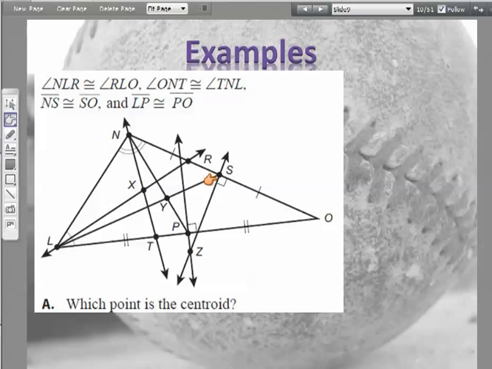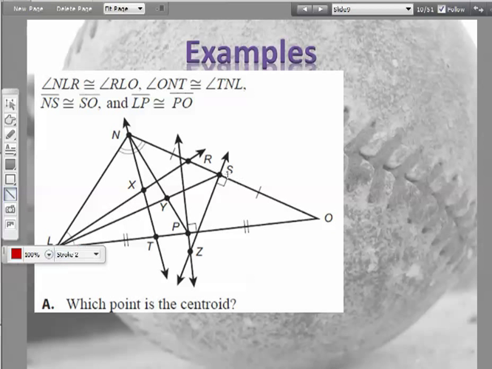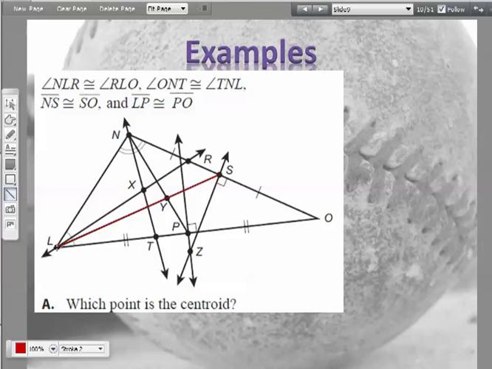So that means point S right here is a median. And you look right here, S to L, that's a median from S to L. So, you know what? I like to mark stuff up. So let me go from, well, I gotta move this little palette out of my way. I'm gonna go from S to L. And then it tells me that LP is congruent to PO. Okay, so right here is going to be my median.